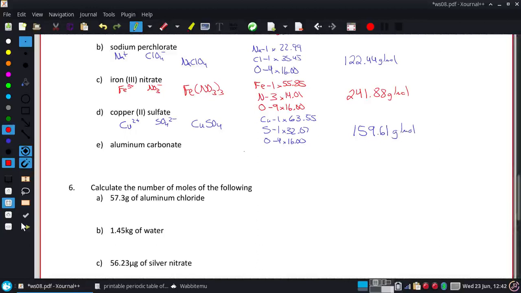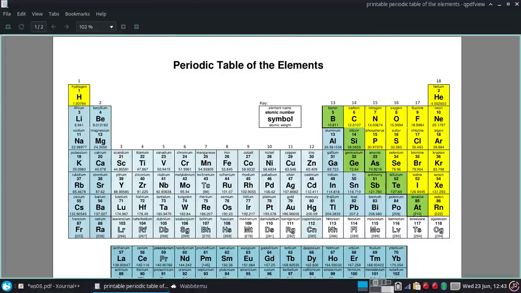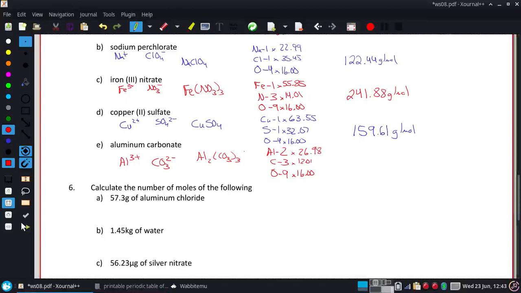And the last one, aluminum carbonate. Aluminum is a 3+. Carbonate is a 2-. So that's Al2(CO3)3. Oh, that's a big one. So there are 2 aluminums. There are 3 carbons. There are 9 oxygens. And when we throw all that together, 233.99 grams per mole.